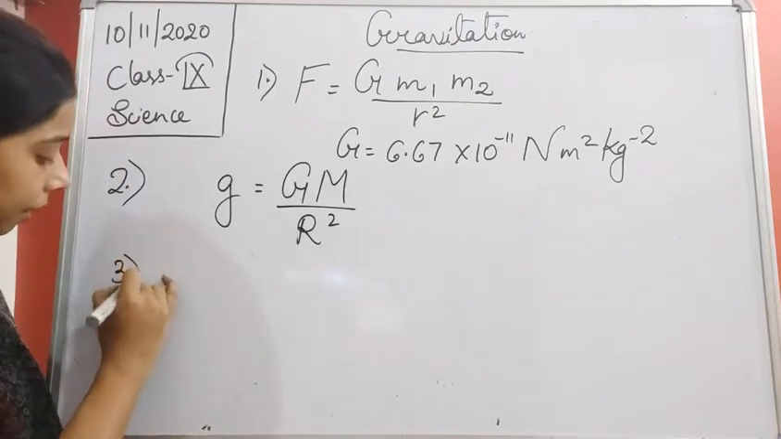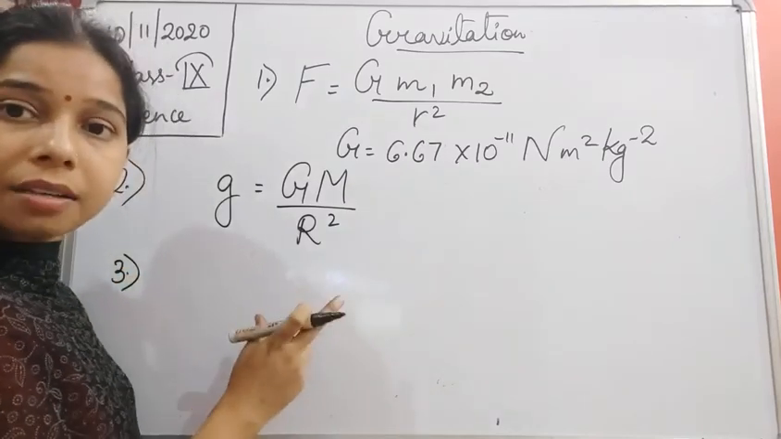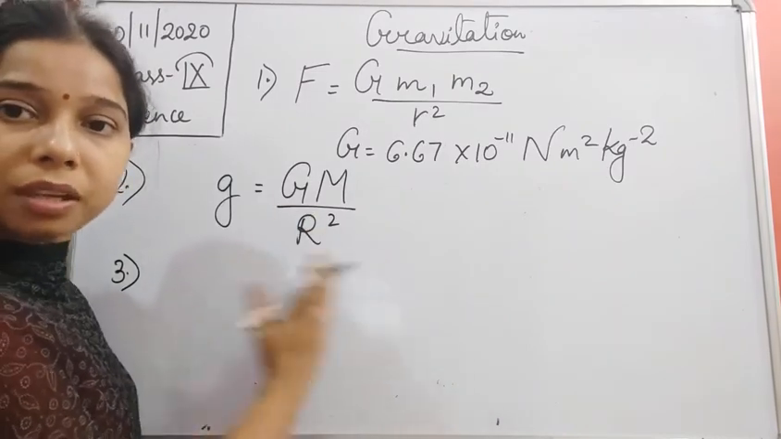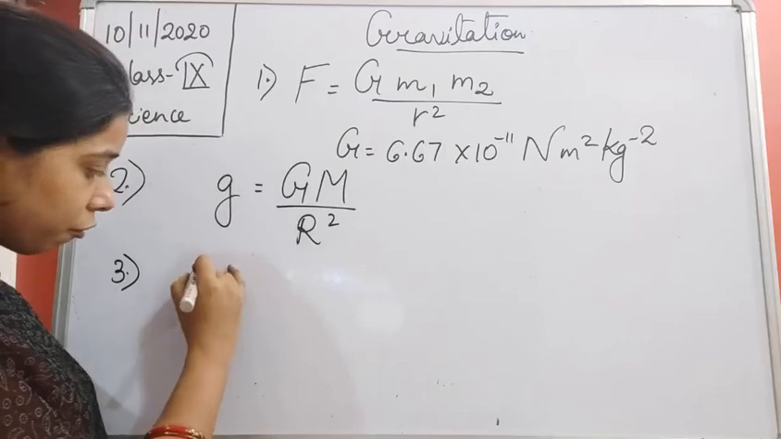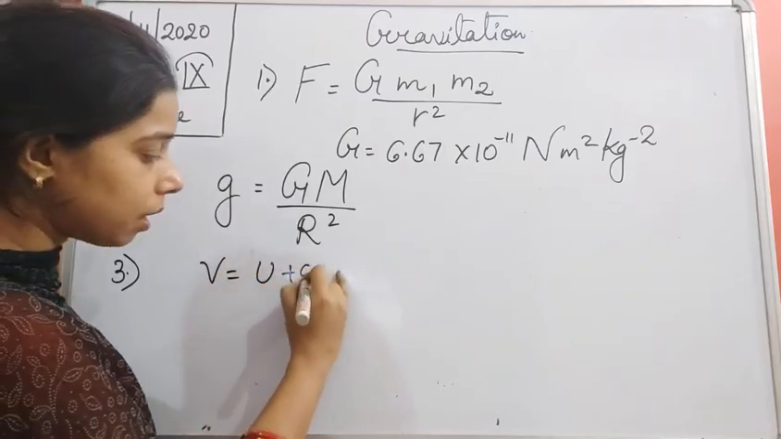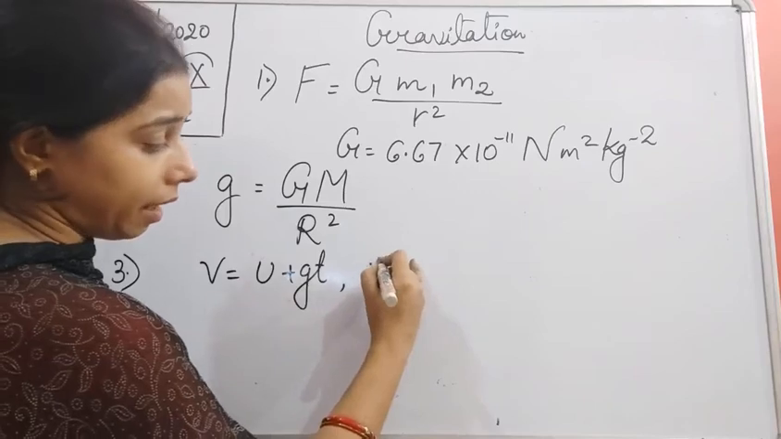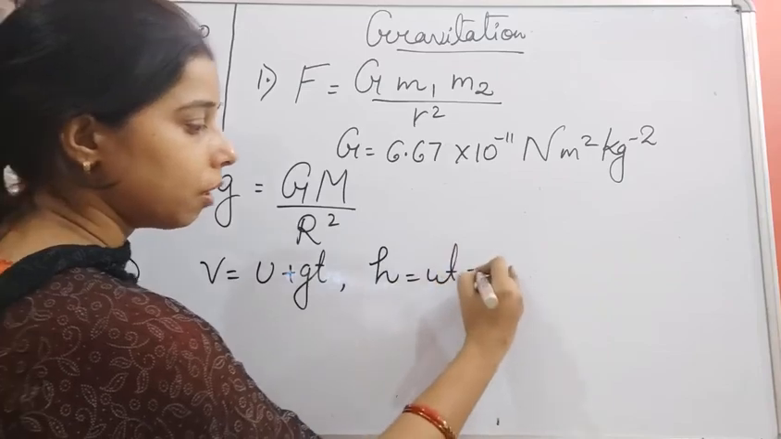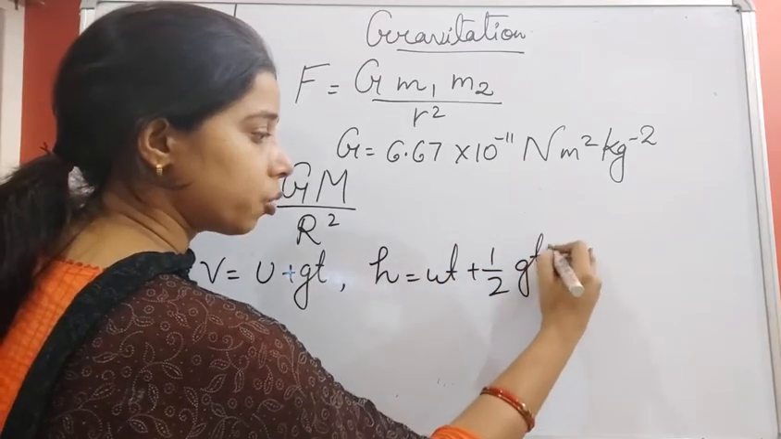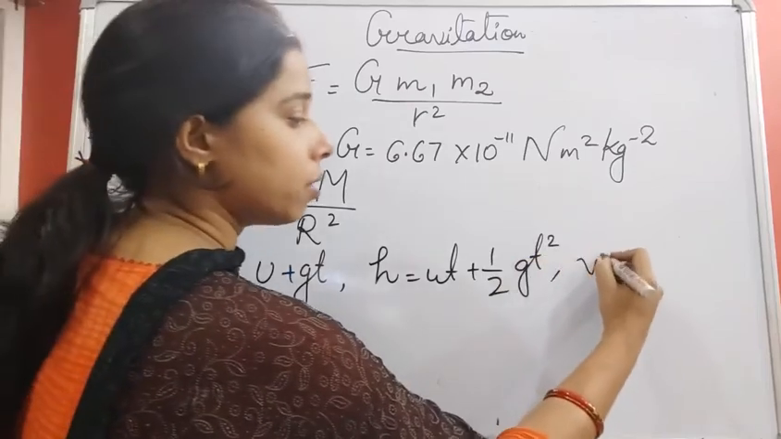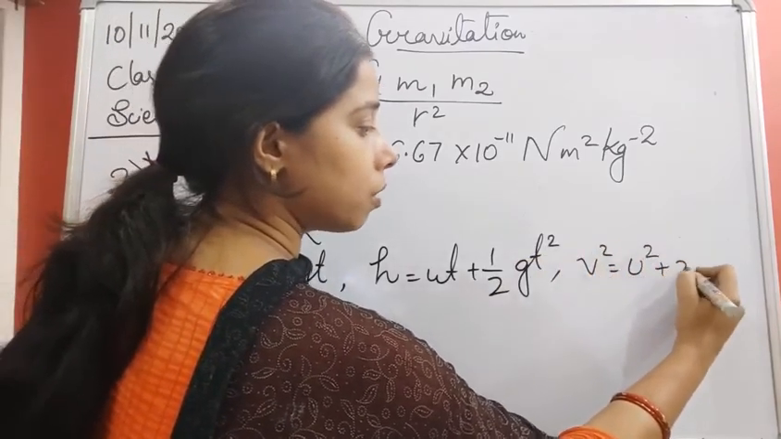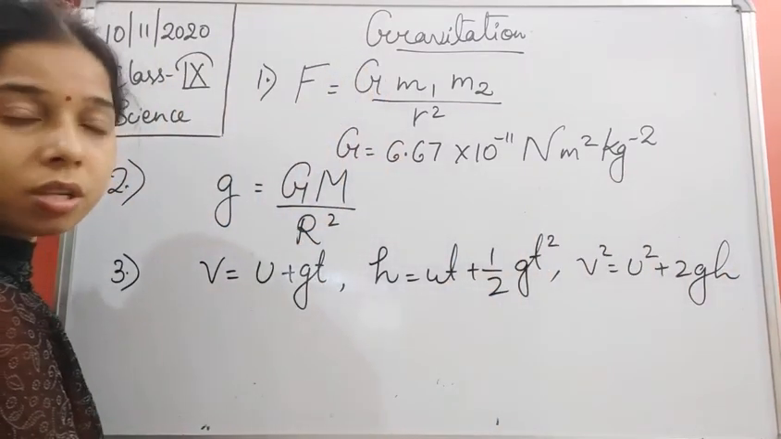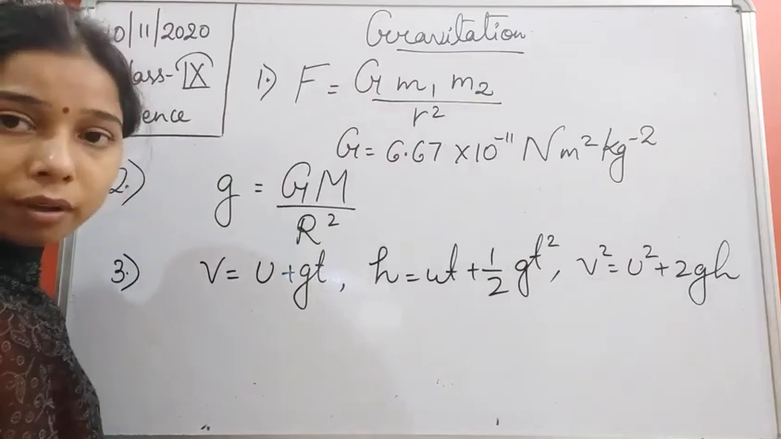Then the third one is the equations of motion for a freely falling body. The first equation of motion is v is equal to u plus gt. Then, in place of s, we can write h is equal to ut plus half gt square, and finally v square is equal to u square plus 2gh. So these are the three equations of motion in case of a freely falling body.